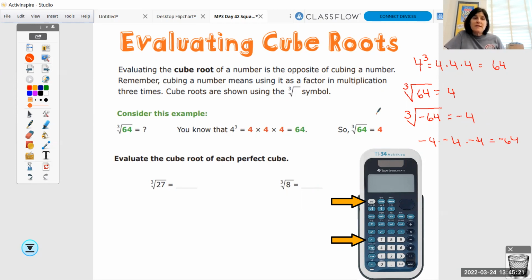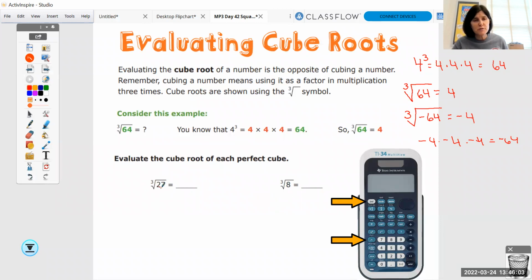And your notes again explain this. It says evaluating a cube root is the opposite of cubing a number. Remember, cubing a number means using it as a factor in multiplication 3 times. And cube roots are shown using this symbol. So we need to use a different button on our calculator in order to do cube root. This one you might not have memorized, and really your calculator is the only way to do it. So if we look here, you actually have to push the 2nd button, and then you push this little arrow up, which is your exponent button, because right up here is how you're going to put in the cube root.